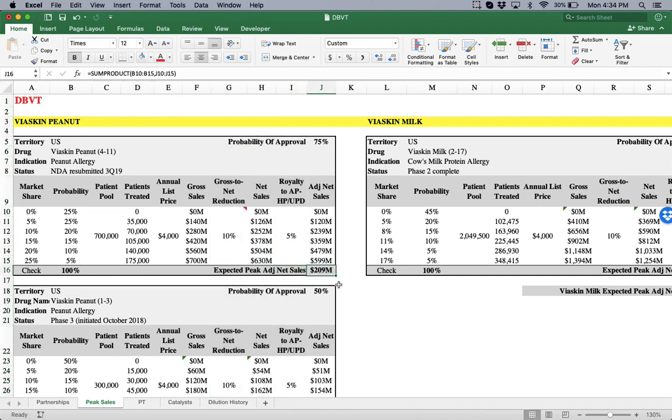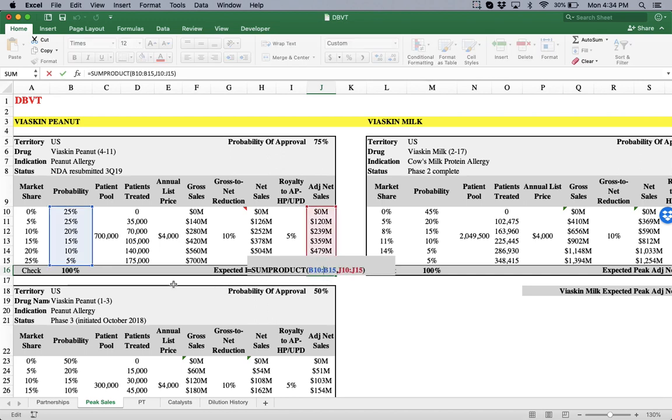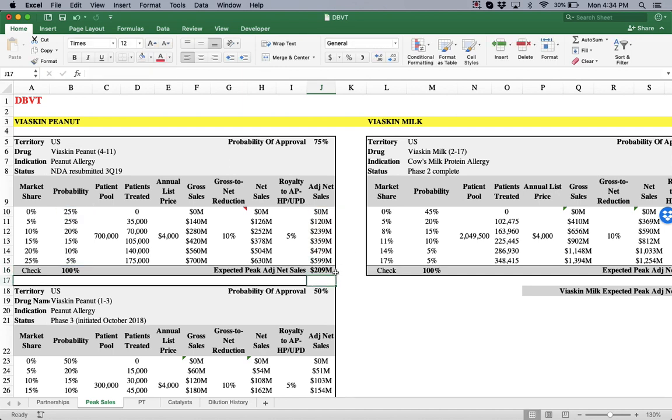And then for our final cell here, the expected peak adjusted net sales. This is going to be the sum product of our probabilities and our adjusted net sales. And so we expect that in the US for the peanut allergy treatment ages 4 to 11, we expect peak sales of 209 million. And it's always good to see what the consensus estimate is. Usually, the management or the Wall Street analysts will give you what their estimates are, so you can gauge where you stand relative to what they put out.